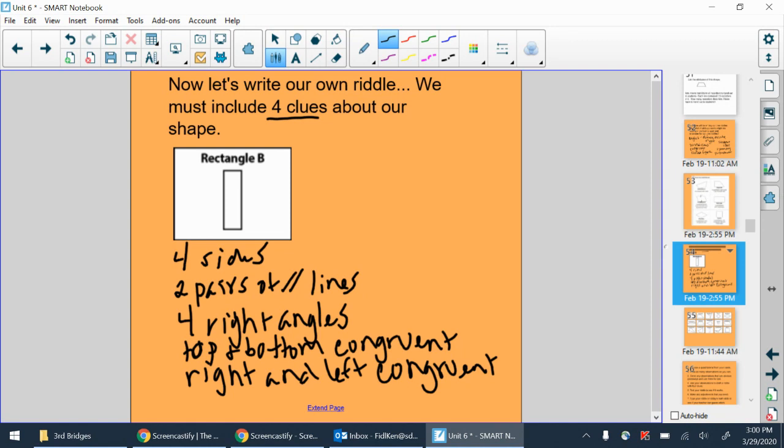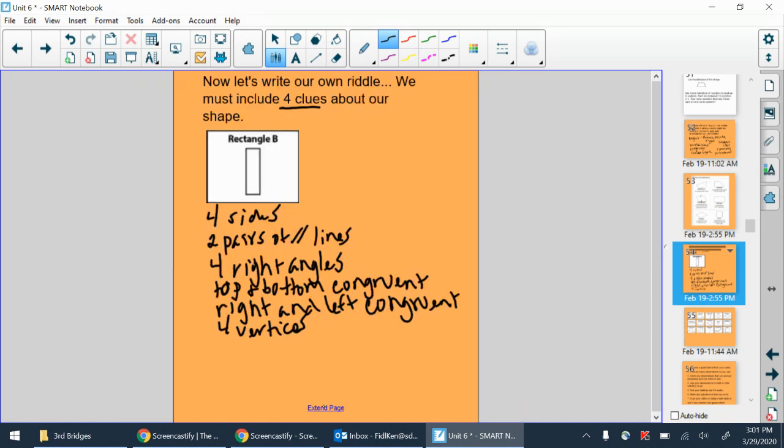I'm noticing there are 4 vertices. I am noticing that there are 2 lines of symmetry.